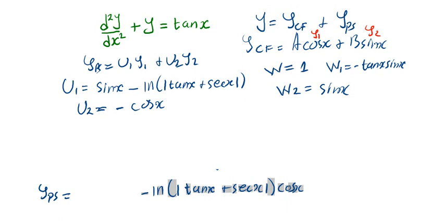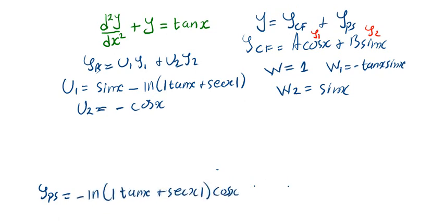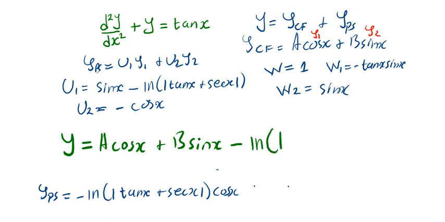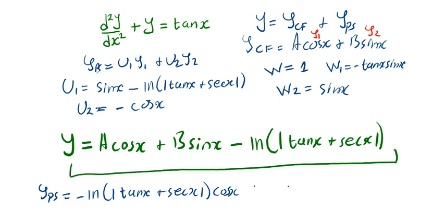Then we just have to add this to the complementary function for us to get our general solution. So your y representing the general solution is just going to be equal to your complementary function, which is a cos x plus b sine x, minus your particular solution, which is supposed to be plus because it's minus here. I just say minus natural log of tan x plus sec x, and this right here is your general solution.